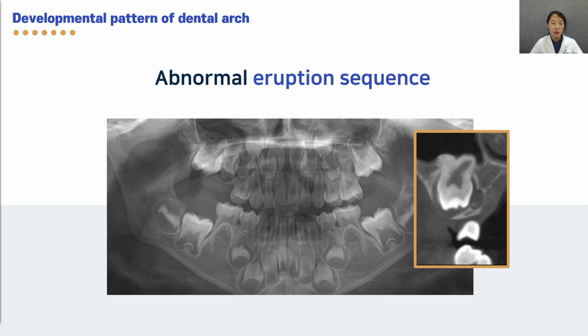Compared to the permanent dentition, there is relatively less variation in the sequence of development in the primary dentition. So, if any primary tooth doesn't appear in the oral cavity even after age 3, radiographic evaluation might be necessary to detect any abnormalities.